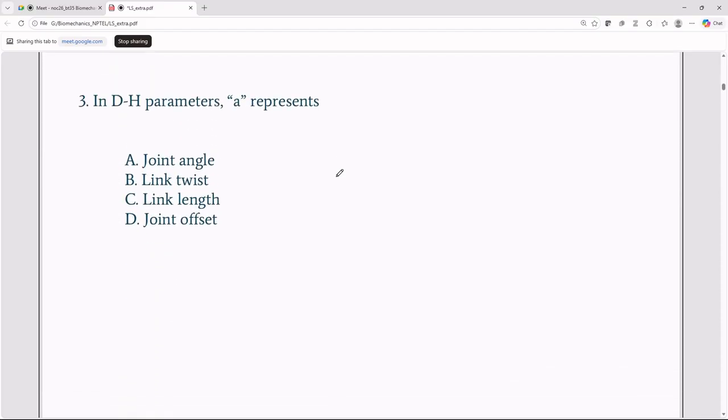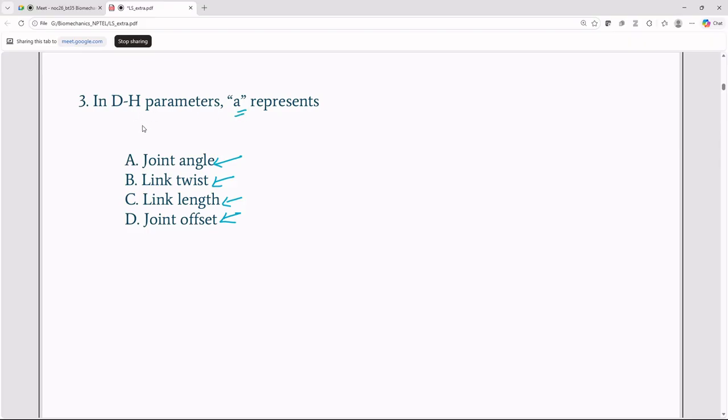In these parameters, A represents which among the following? Option A, is it joint angle? Option B, is it link twist? Option C, is it link length? Option D, is it joint offset? So which among the following does A represent in these parameters?